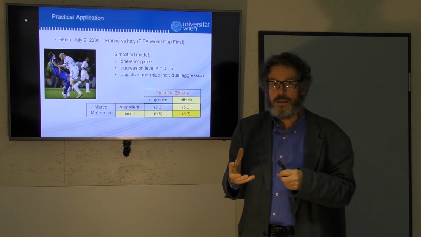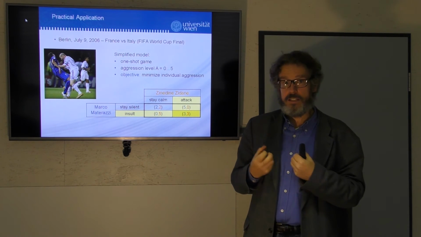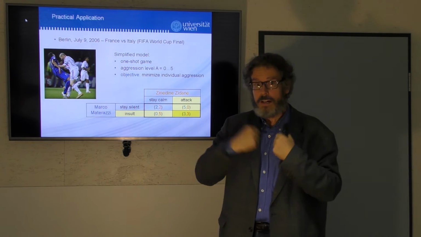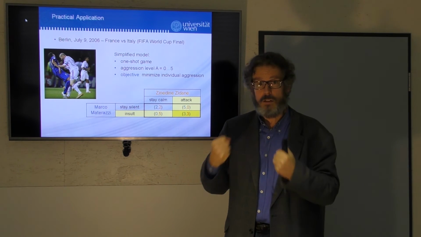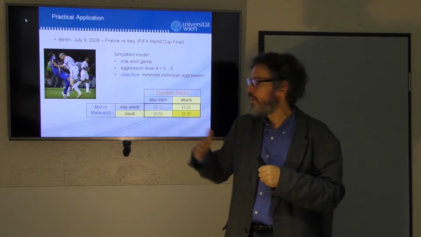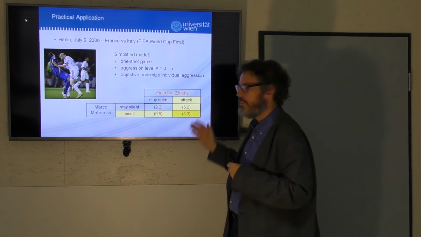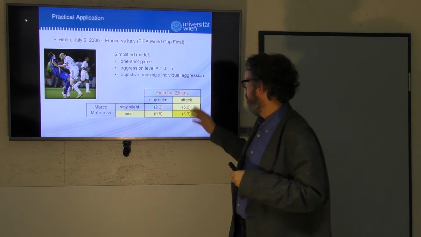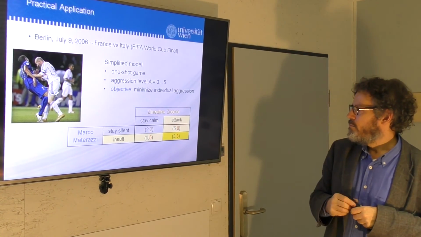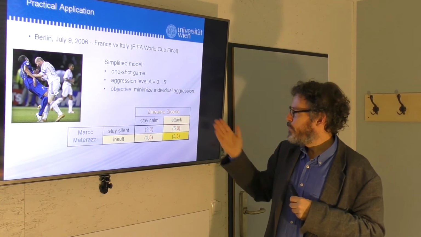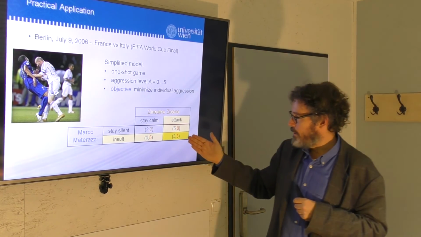And Materazzi increases his aggression level as well because he has been violated by Zidane. And he is now very angry as well, but not as angry as in the case of these 5. So let's say 3 for them, both of them. And if this is the payoff matrix of this game, it's pretty easy to see what happens.